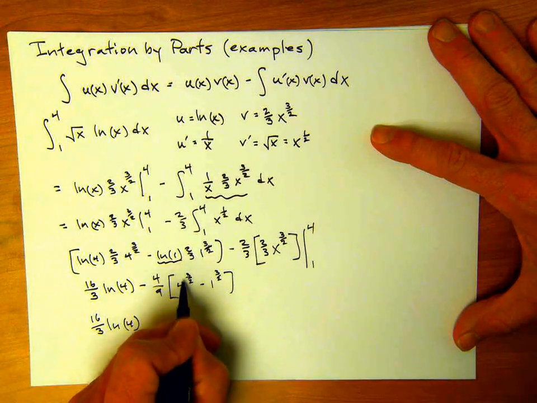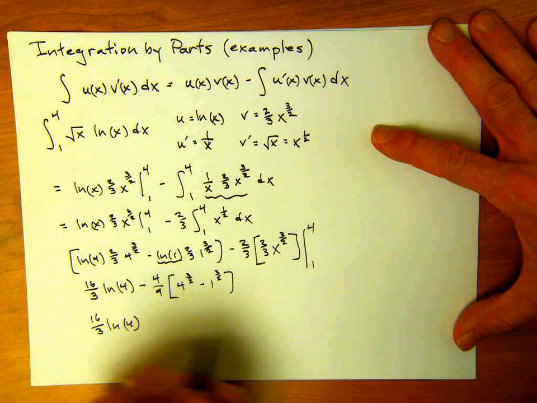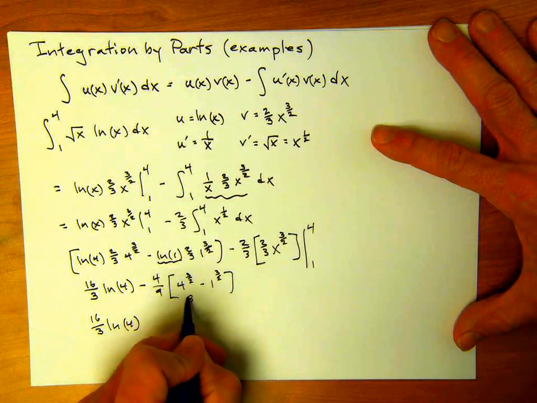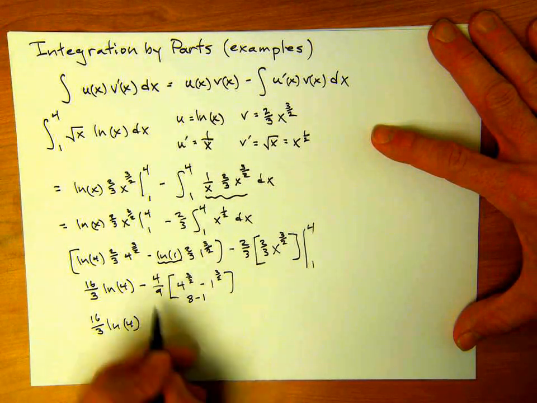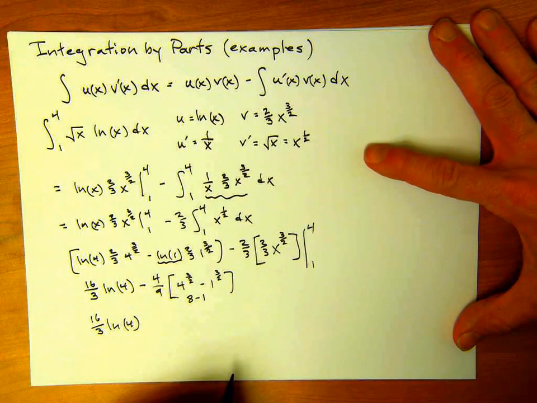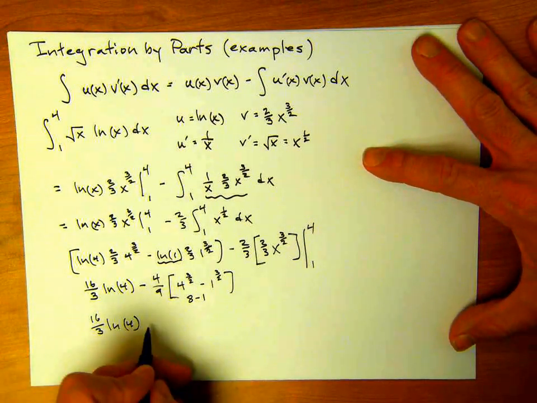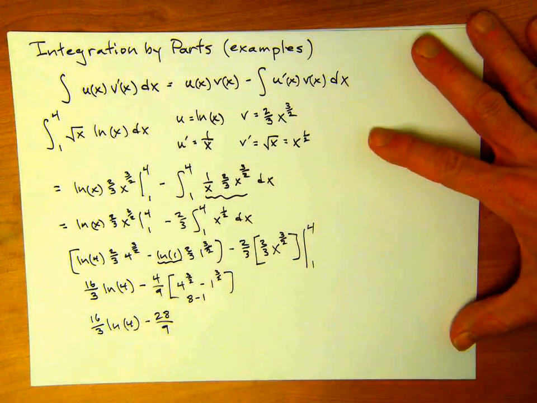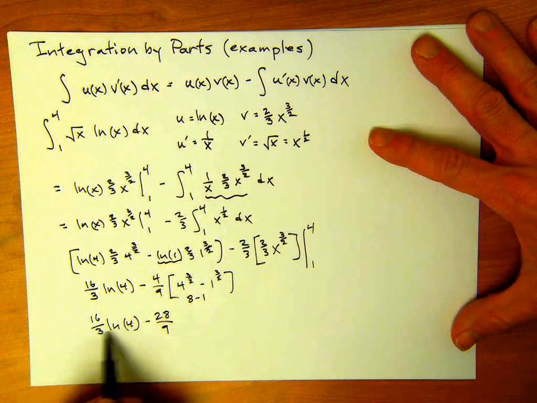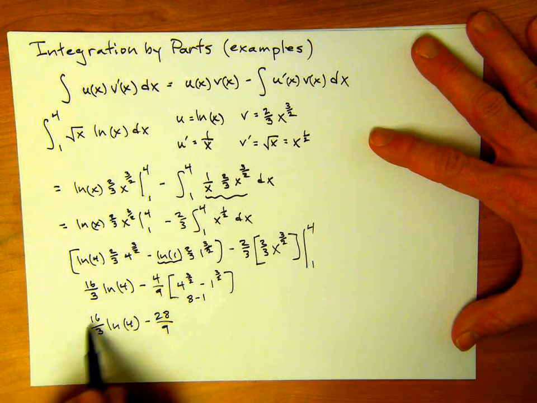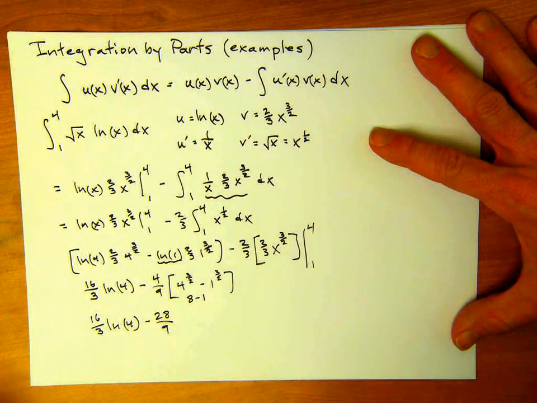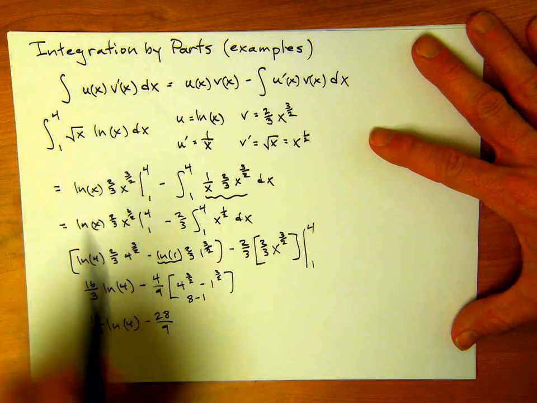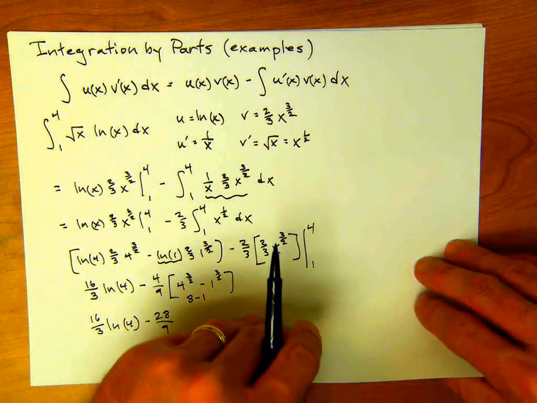Well, we've already done 4 to the 3 halves, right? Square root of 4 is 2, cubed is 8, 1 to any power is 1. So that's 8 minus 1, which is 7. And 7 times 4 is 28. So minus 28 over 9. Not a pretty number, but if we could simplify that on our calculators and get it down to a decimal, that would be the area under the curve of this function from 1 to 4. Okay, let's do another example.